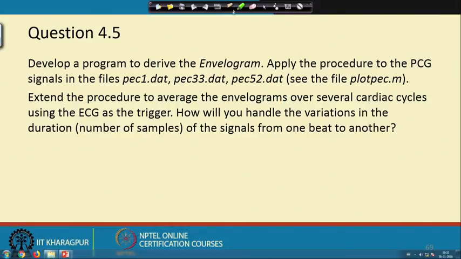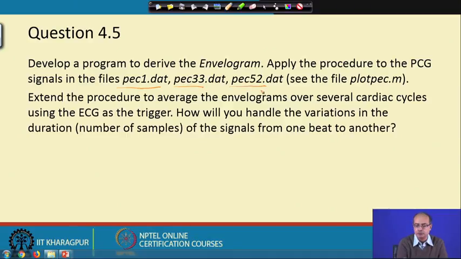Now, we will look at the fifth problem of the fourth tutorial. Here we have to go for the envelogram, and in this case we are given 3 data files, PEC1, PEC33 and PEC52. To read those files as well as plot, we are given a MATLAB file.